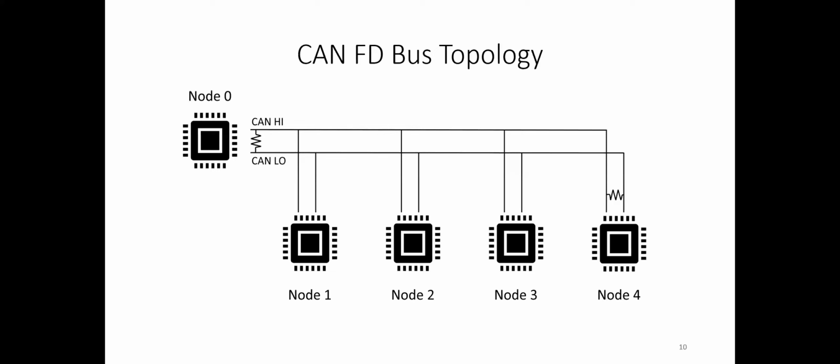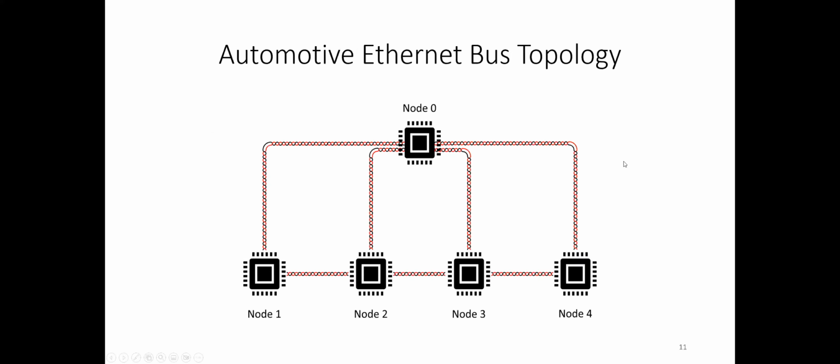Moving into the differences between CAN FD and Automotive Ethernet. CAN FD has a bus topology where everything kind of branches off of one main line, as opposed to Automotive Ethernet, where it's more of a network, where everything is connected to each other instead of one thing connected to a bus.